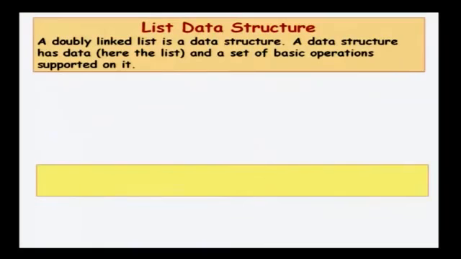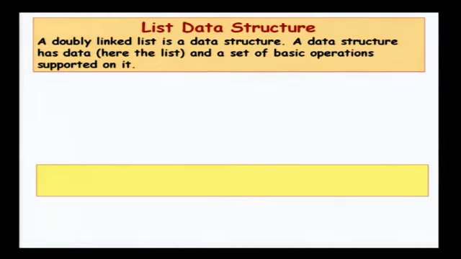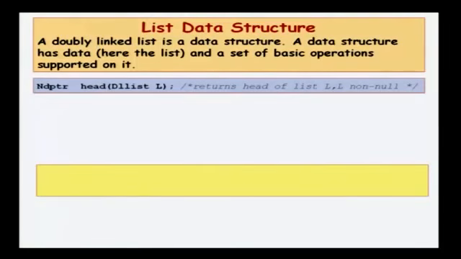Now, a doubly linked list is another data structure. Notice that we have seen two or three data structures so far. Arrays are one, which C already provides. We have already seen the simply linked list. Now, we have seen a third data structure, which is a doubly linked list. Now, a data structure has data and a bunch of operations defined on it. So, let us look at typical operations that can be defined on a doubly linked list, and we will go over the implementation of two or three of them.